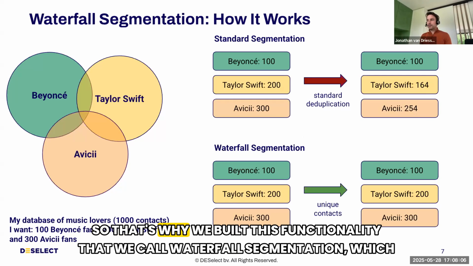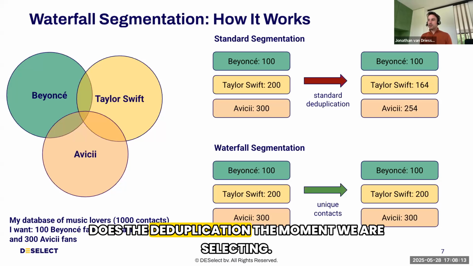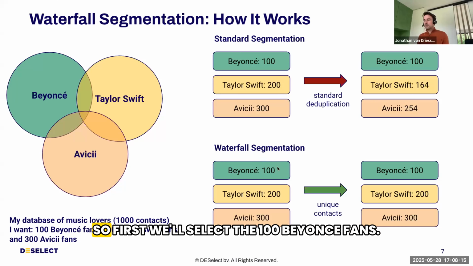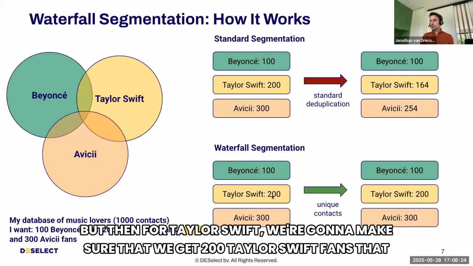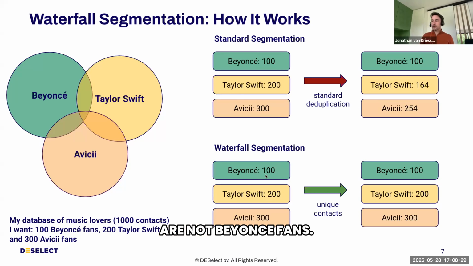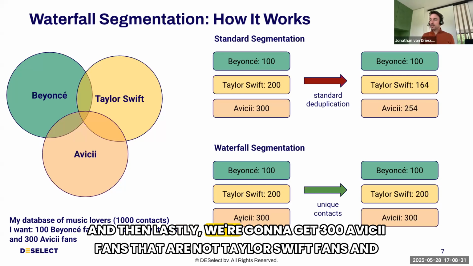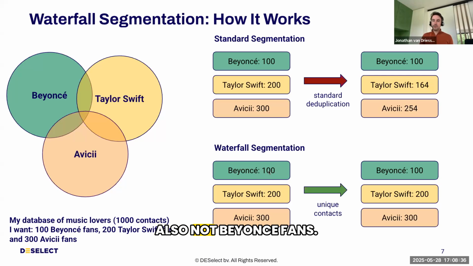So that's why we built this functionality that we call waterfall segmentation, which does the deduplication the moment we are selecting. So first we'll select the 100 Beyonce fans. That's easy. That doesn't change compared to the standard segmentation. But then for Taylor Swift, we're going to make sure that we get 200 Taylor Swift fans that are not Beyonce fans. And then lastly, we're going to get 300 Avicii fans that are not Taylor Swift fans and also not Beyonce fans.